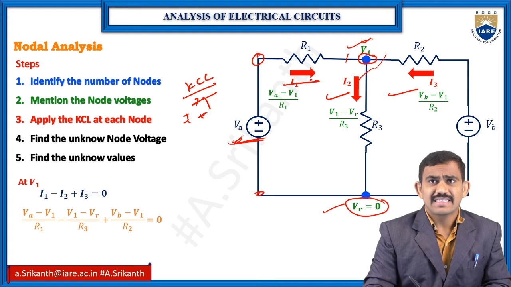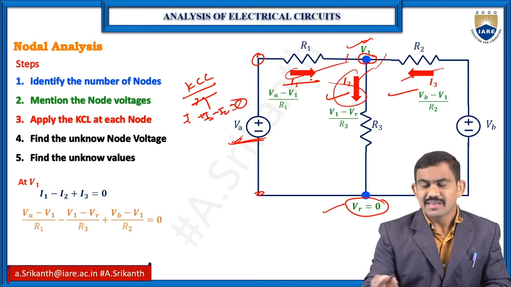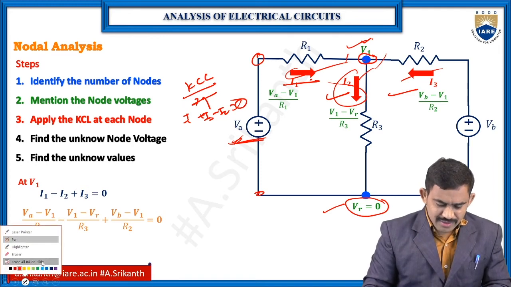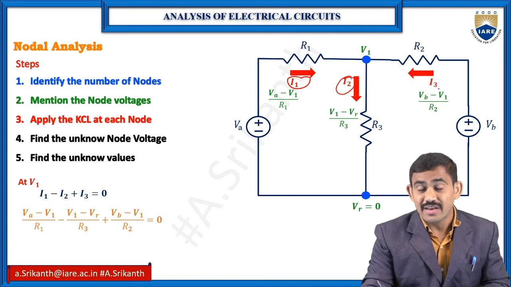So write that value using Kirchhoff's current law: I1 plus I3 minus I2 equal to 0. So I2 is outgoing, and I1 and I3 are incoming. Use that logic and find out the equation. But what is the current value here?